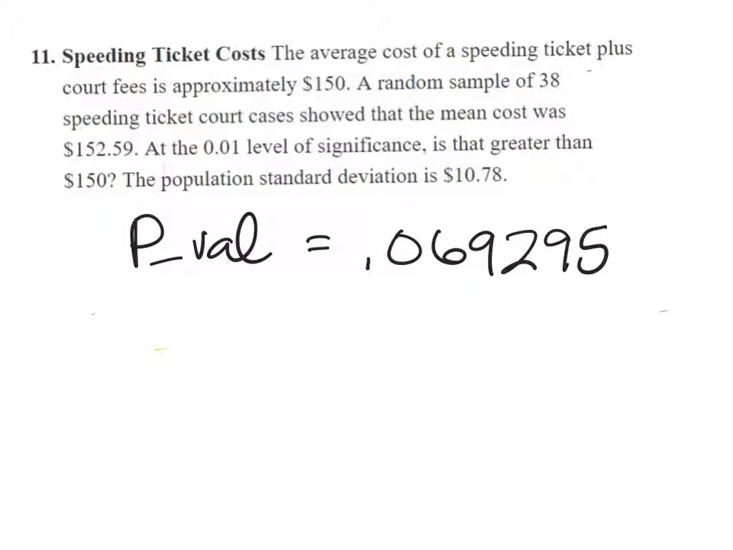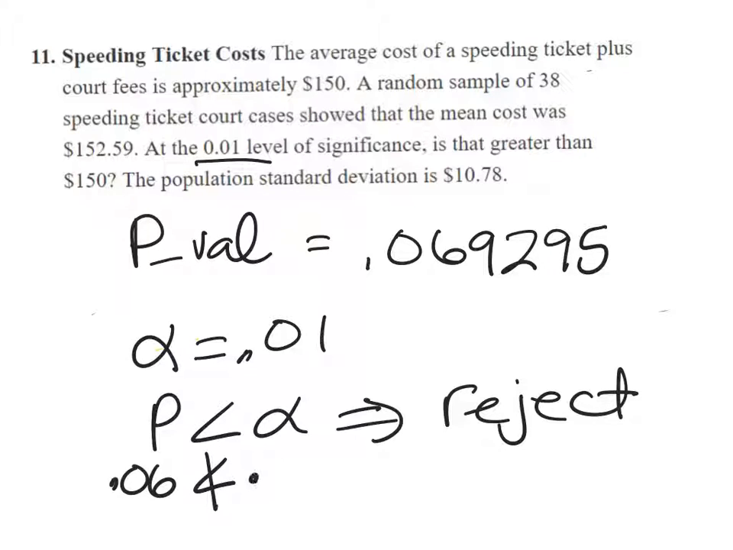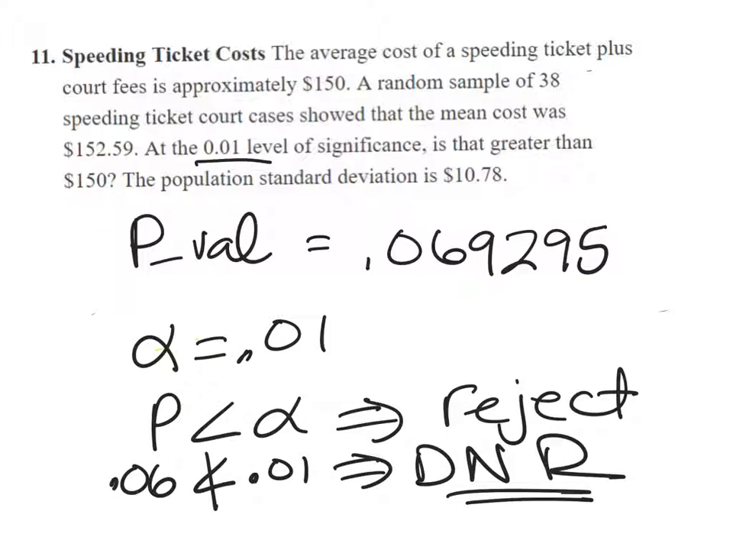Alpha was 0.01. If P is less than alpha, then you reject. But our p-value is not less than 0.01, so we do not reject. Our decision is to not reject.